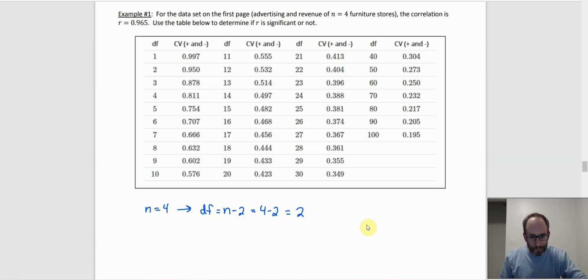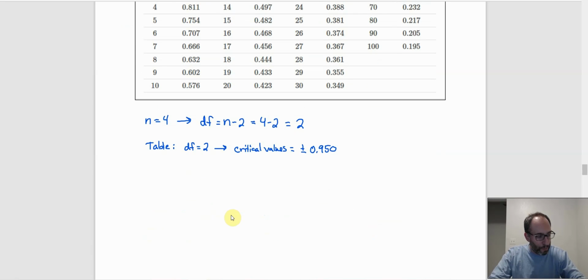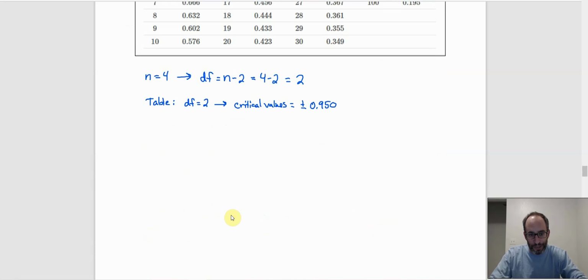So then in the table, if the degrees of freedom is 2, then the critical values, since that's what CV stands for, would be plus or minus 0.950. And you can draw the picture if you want. And actually, I think here, at least for the first example, it's probably a good idea. That's why I left all this space.